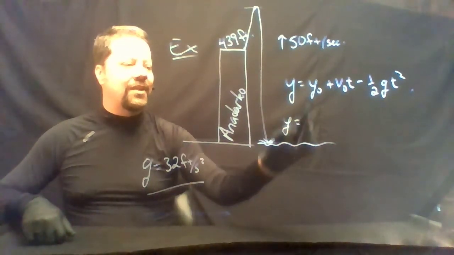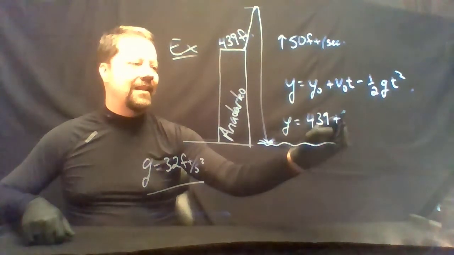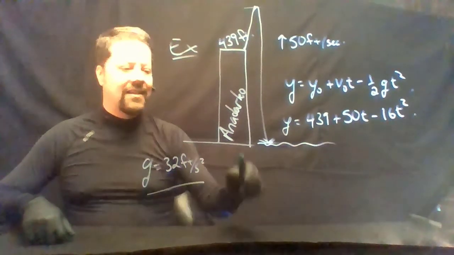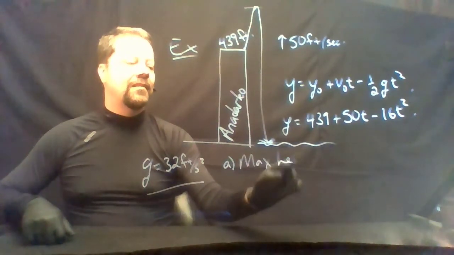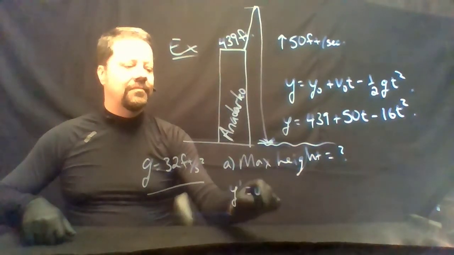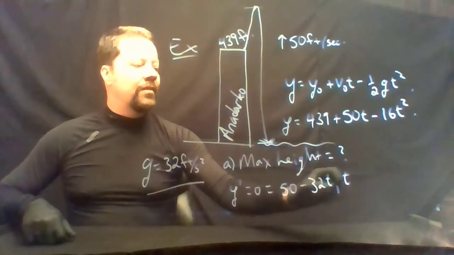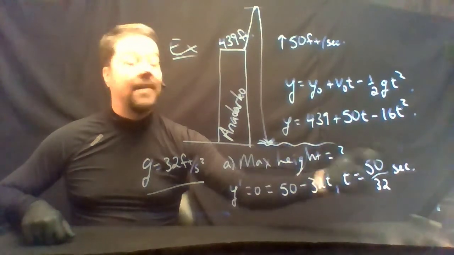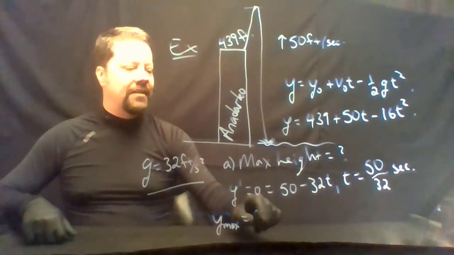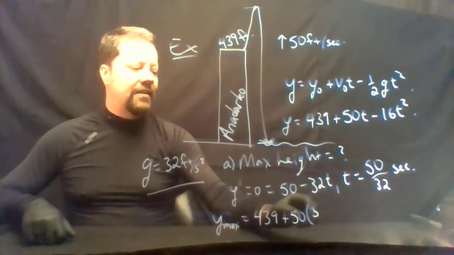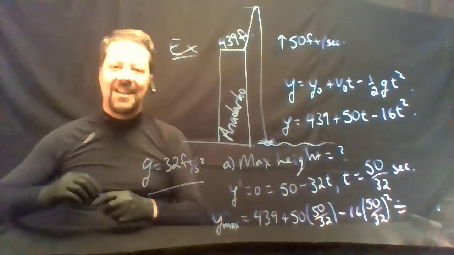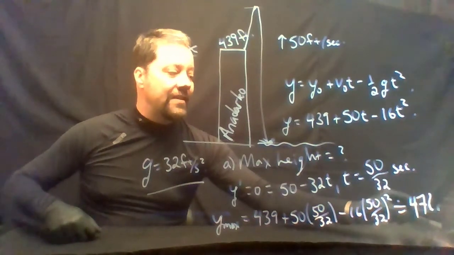We'll have y equals the initial height, 439 feet, plus the initial velocity, 50 feet per second times time, minus 1/2 g, that's 16, t squared. To answer the first question, maximum height, we'll take the derivative, set it equal to 0, and solve for t first. We get t is 50 over 32, and that's in seconds. The maximum height, then, will be the y value at that time. That's 439 plus 50 times 50 over 32 minus 16 times 50 over 32 quantity squared. How big is that? I get about 478 feet.